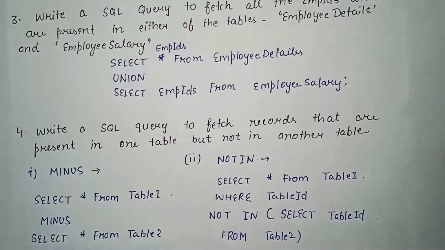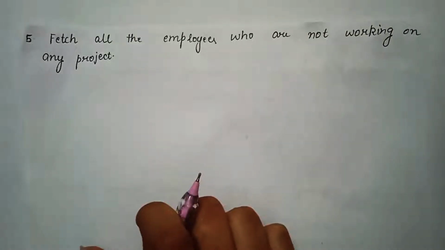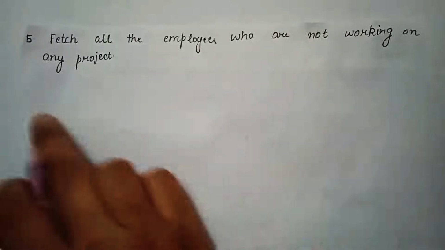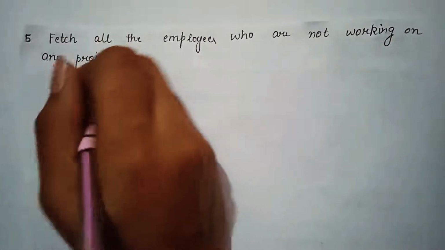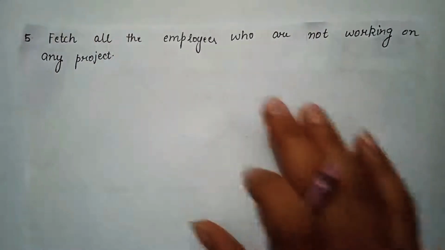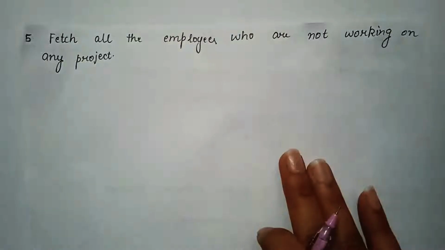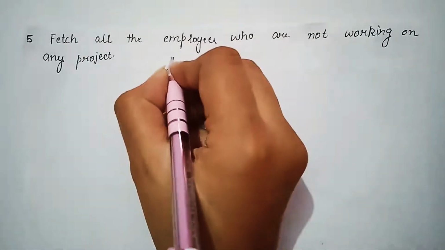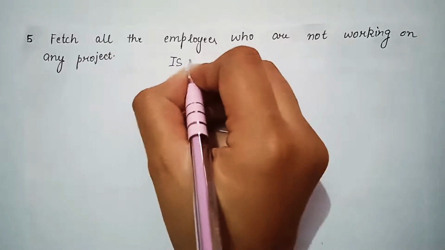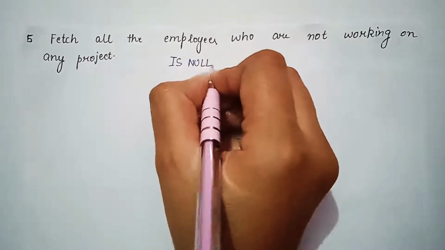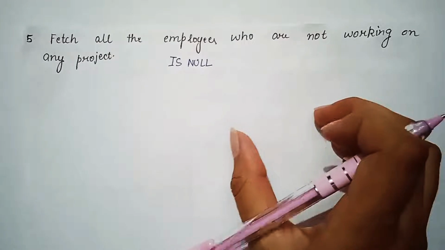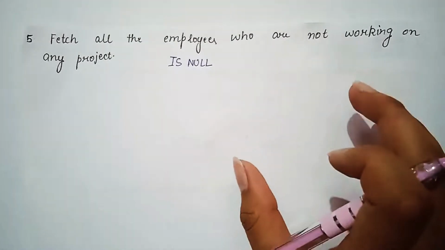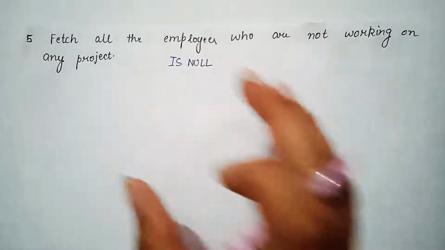Now let's see our next query. Now let's have a look at our next query. So what is this query saying? Fetch all the employees who are working on any project, or who are not working on any project. In order to solve this kind of query, we are going to make use of the is null operator. Do you remember the is null operator? This operator is basically used to determine whether a particular data item is null or not.